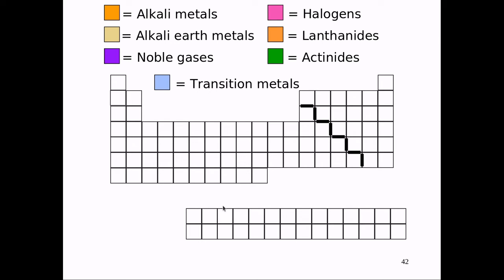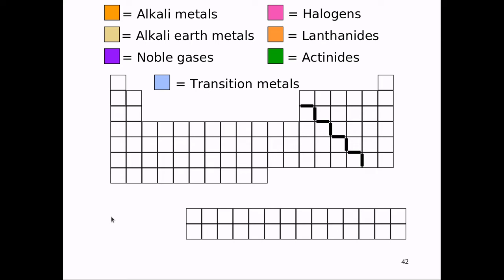Actually, I could upload a periodic table where they don't do that, and they just do it in this long format, and you can see that they all actually fit together. So within those groups, our main group elements are transition metals and our inner transition metals.